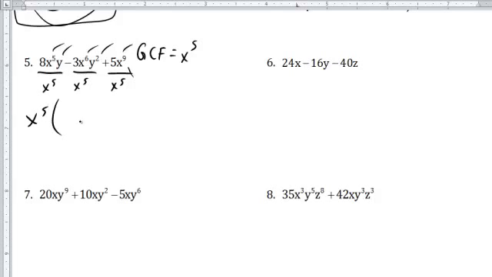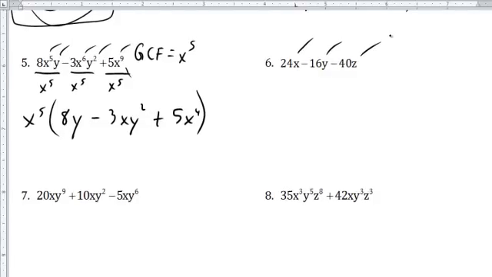So you get x to the 5th, and then in parentheses, you get 8y minus 3xy squared, because x to the 6th over x to the 5th is x, and then y squared is all by itself, and then it's plus 5x to the fourth. That's your answer.